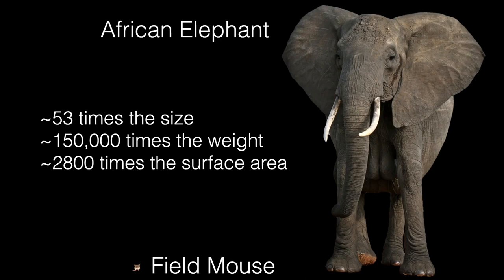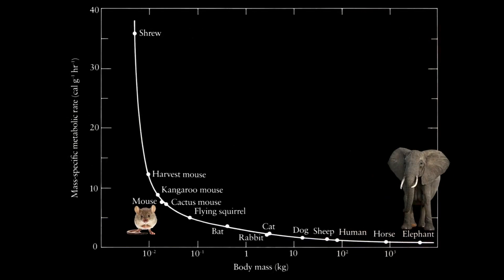Each square inch of the elephant's skin must get rid of 53 times the heat as the same square inch of mouse skin. The amount of heat produced by the chemical reactions within a body depends on the weight of the tissue, which in turn depends on its volume. The rate at which such heat is lost depends on the surface area of the body, roughly speaking. This means that the larger the animal, the more heat it retains, since the production rises faster than the loss. In general, then, all other things being equal, a small animal must have a faster metabolism than a large one if it's to replace the more quickly leaking energy.